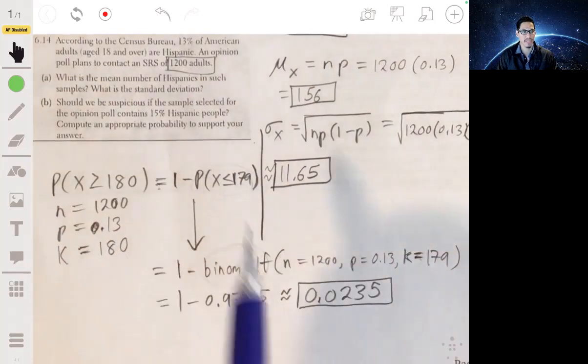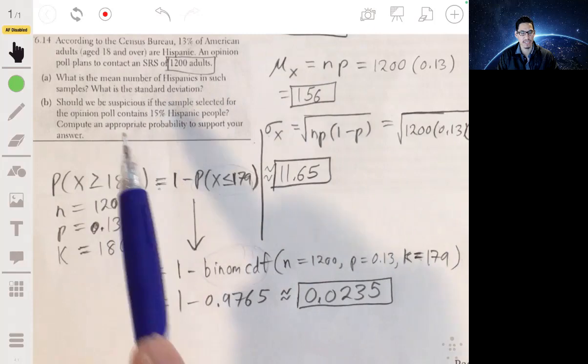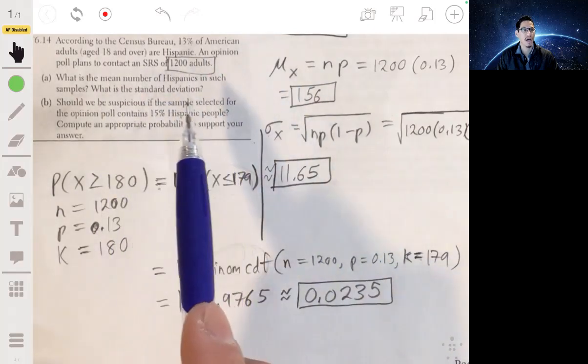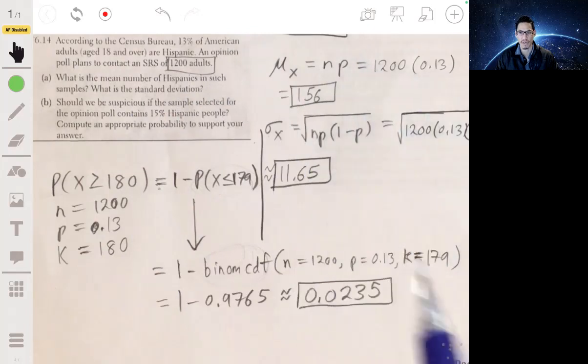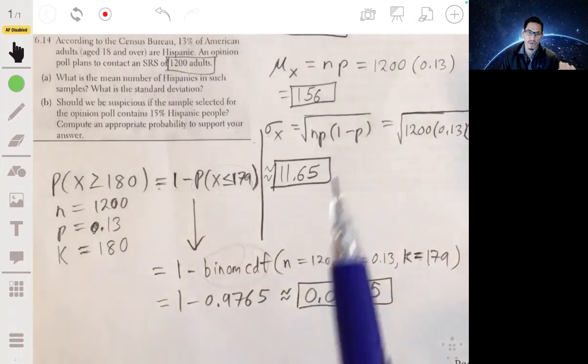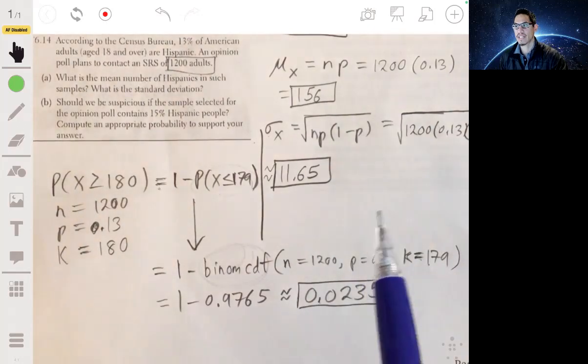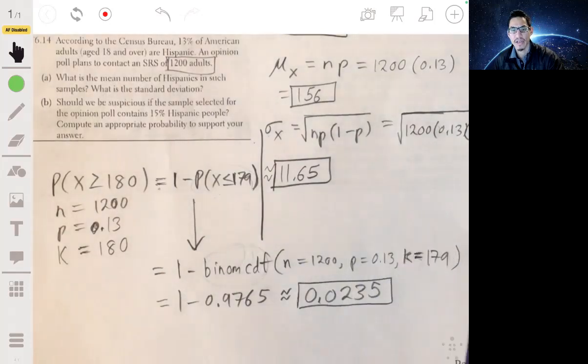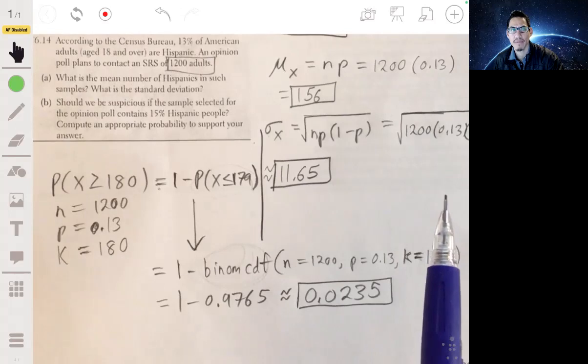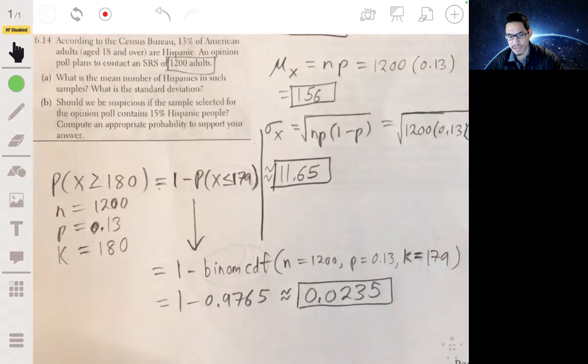Now, we're not done. Let's make sure we answer the question, like, should we be suspicious? This is the probability you get, but now should we be suspicious if we get 50% or more of Hispanic people in our sample? Now, let's think about this for a second. We're suspicious of things when the chance of that thing happening is rare. Like, we're suspicious if you flip a coin 20 times and you get 20 heads. You're like, what the heck? You're like, well, this person's got some wizardry or some black magic or something. Something's going on. Because we know intuitively that the chance of flipping a coin 20 times and getting heads 20 times in a row is pretty low.